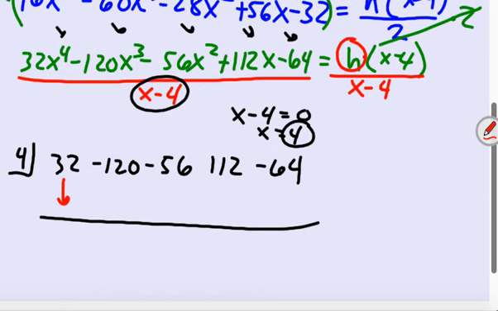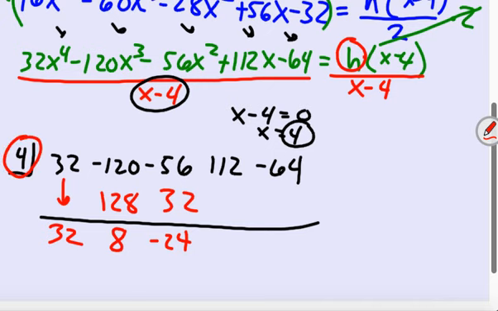Bring that first number down, and we get 32. 32 times 4 is 128. Adding those together, we get 8. 8 times 4 is 32. Negative 56 and 32 is negative 24. Negative 24 times this 4 over here is negative 96. Adding those two together, I get 16. Positive 16 times 4 is 64.